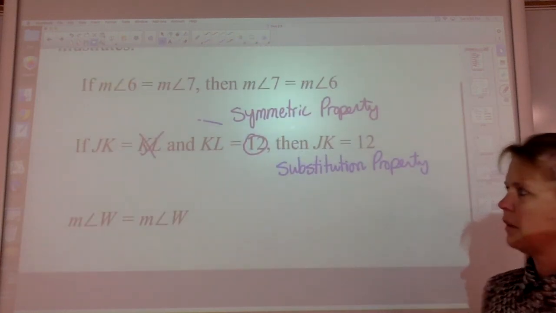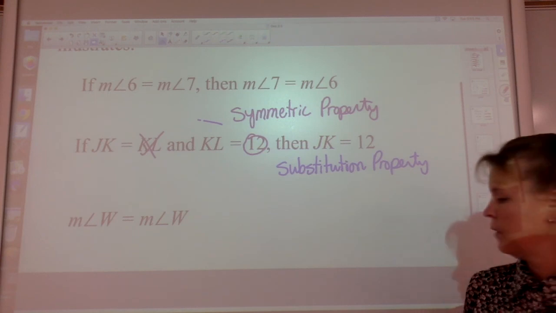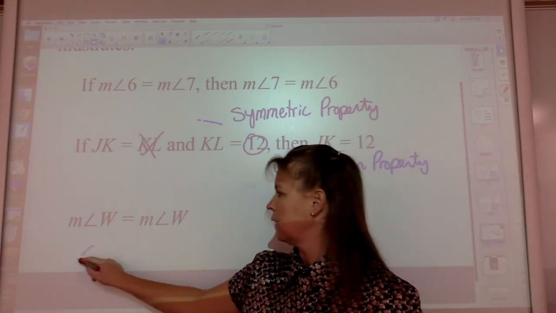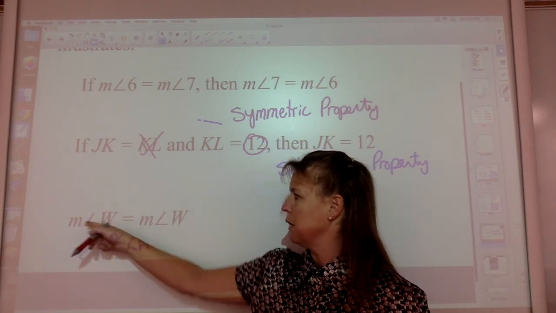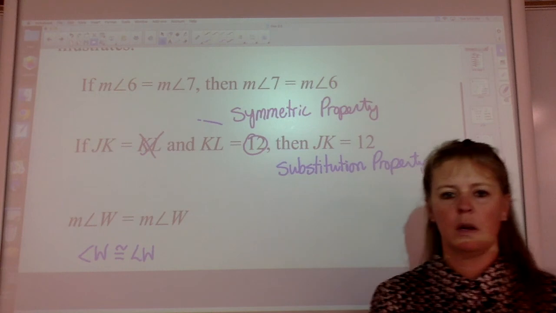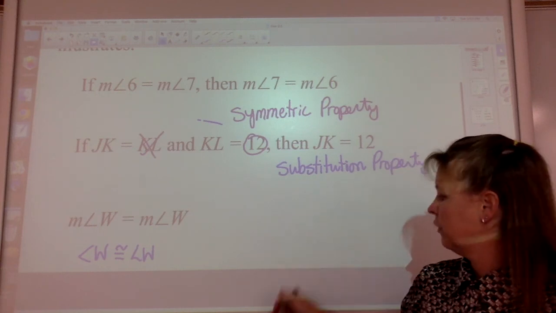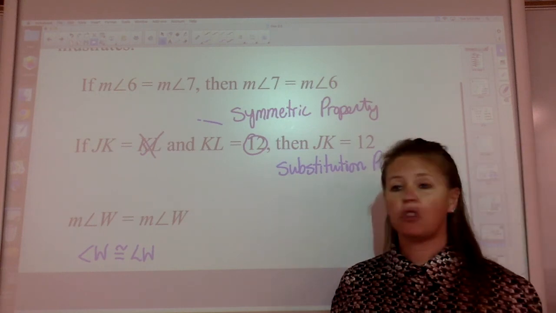Last one, why is the measure of angle W equal to the measure of angle W? Or we could have actually written it as why is angle W congruent to angle W? If you use equals, use an M. If you don't, use congruent. Why is anything equal to itself? Would you please look at your cheat sheet?